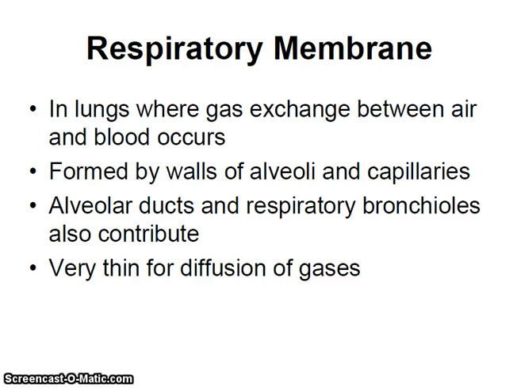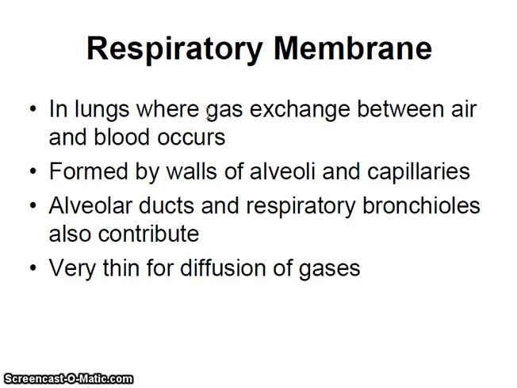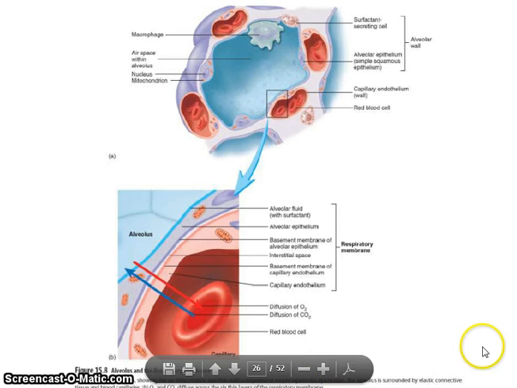Also very important in terms of gaseous exchange between the alveoli and the blood vessels is the respiratory membrane. Notice this is the precise location of gas exchange between air and blood. And it is formed by the walls of the alveoli and capillaries. Alveolar ducts and respiratory bronchioles also contribute, and we will see the importance of this membrane and a diagram of it. So here is the membrane.